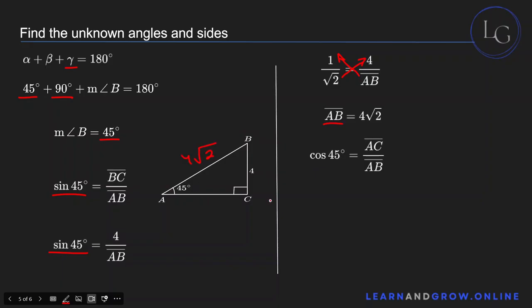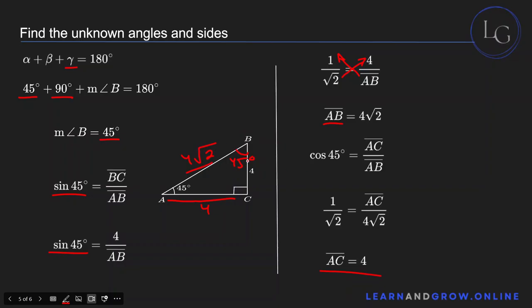Now let's find this side, AC. So the cos of this 45-degree angle is the adjacent, which is AC, over the hypotenuse, which is AB. So you can just replace those values, and eventually that gives you AC is equal to 4, right? So now you have all of the requirements that you need. You have the three angles, 45, 45, and 90 degrees. You have the three sides, 4, 4, and 4 into under root 2.